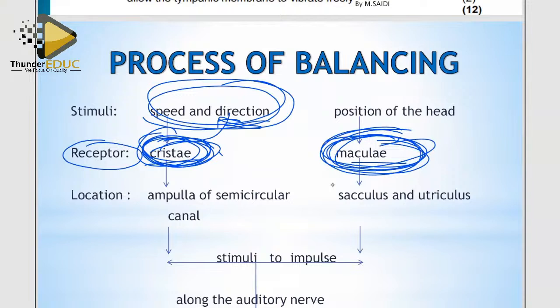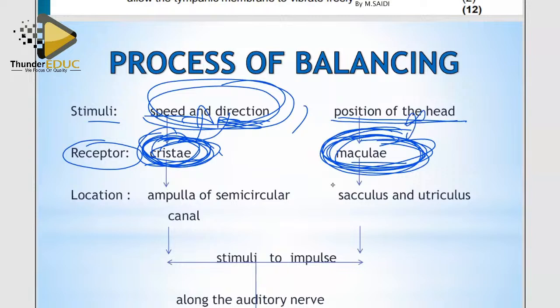Okay. Now let's start again. The first stimulus is speed and direction. The second one is position of the head. How many receptors? We have 2. The first one is cristae, responsible for speed and direction, while the position of the head is maculae.